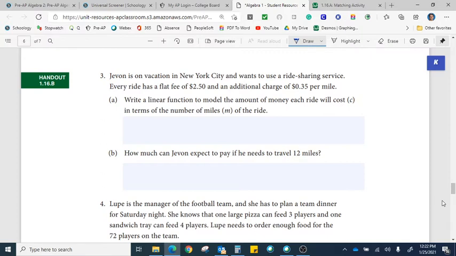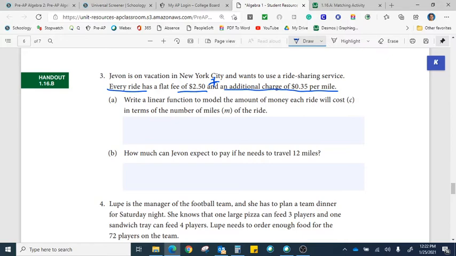All right. Number 3, it says Javon is on vacation in New York City and wants to use a ride-sharing service. Every ride has a flat fee of $2.50 and an additional charge of 35 cents per mile. Okay, so we have our variables. C is the cost, that's the total cost of the ride, and M is the miles. So C equals total cost, M equals miles.